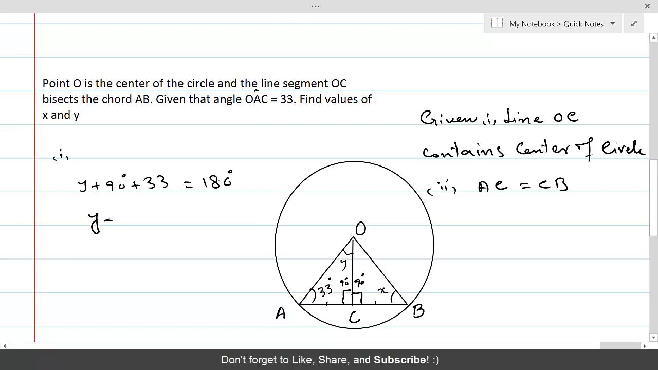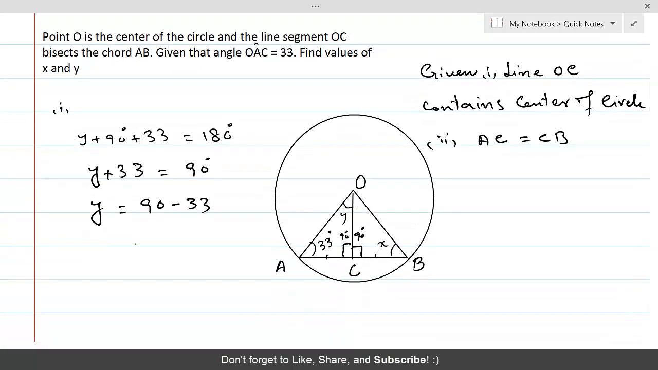So Y plus 33 is equal to 90 degrees. If you subtract 33 from the other side, you get the same thing. So Y would be equal to what? 90 minus 33. What is 90 minus 33? It is 57, so Y is equal to 57 degrees. So one question is answered now.